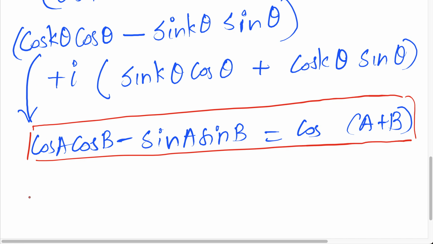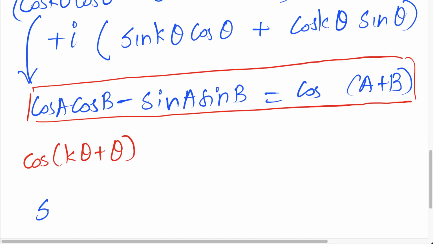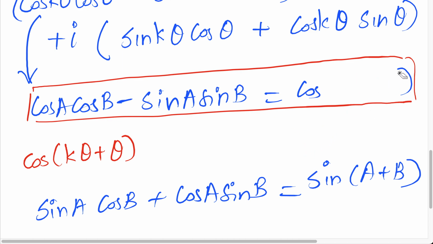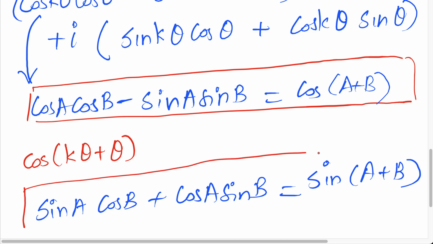This term, the first real term, now becomes cos of k theta plus theta because it's A plus B. Similarly, there is a second rule. The rule is sin A cos B plus cos A sin B is equal to sine of A plus B. Don't worry about the gap between that. Just this is cos of A plus B and this is sine of A plus B. Let me keep this also highlighted.